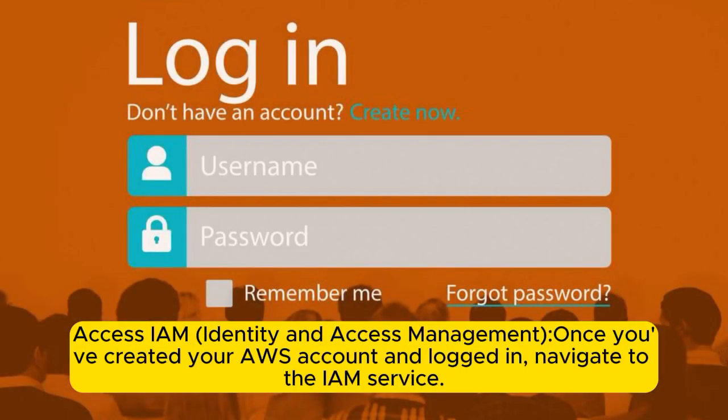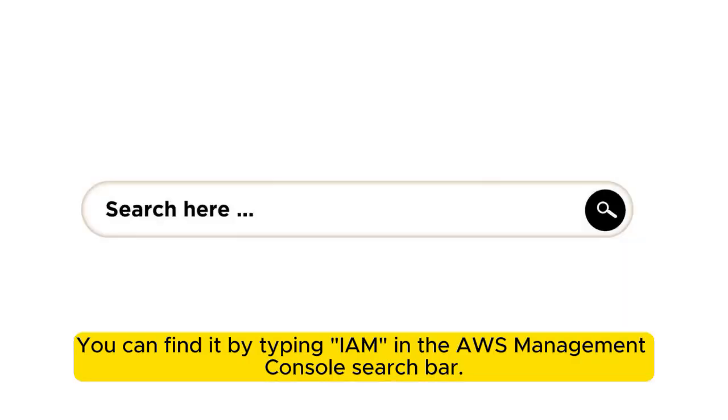Access IAM, Identity and Access Management. Once you've created your AWS account and logged in, navigate to the IAM service. You can find it by typing IAM in the AWS Management Console search bar.